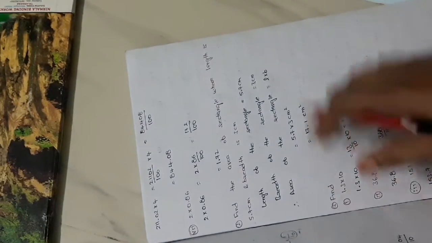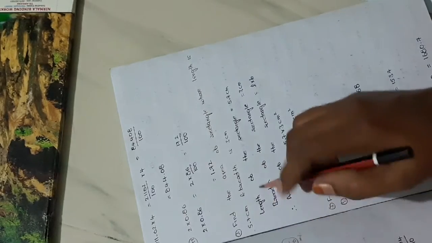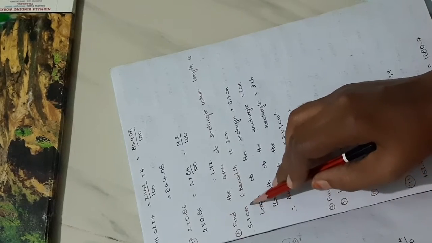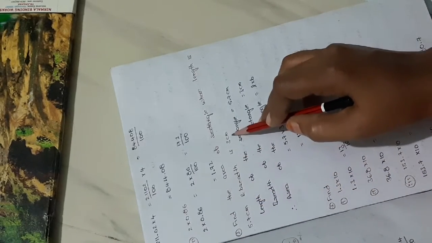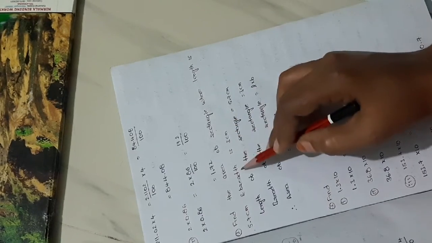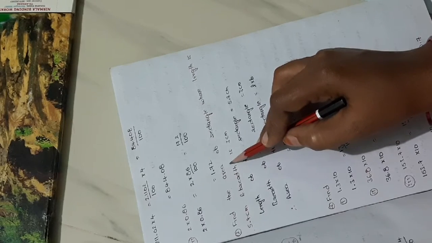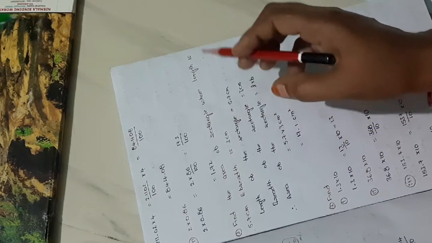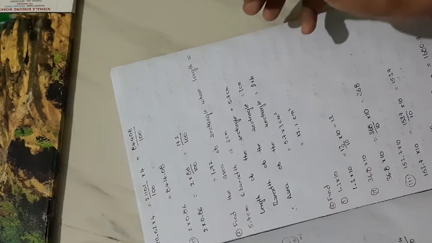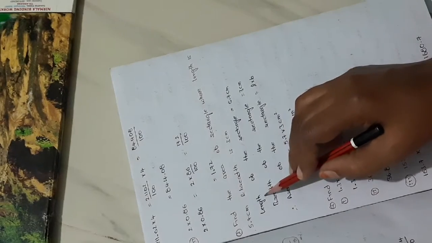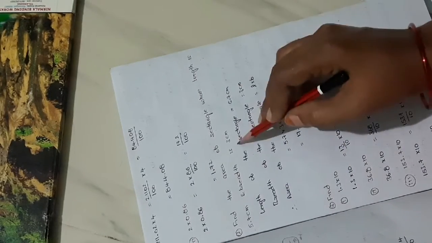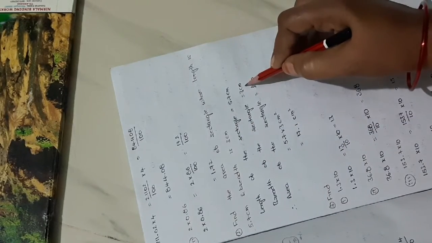Next I am going to discuss the second problem of this exercise. The question is: find the area of the rectangle whose length is 5.7 centimeters and whose breadth is 3 centimeters. Here what is given? They gave a rectangle's length and breadth. Next we are going to find the area of this rectangle. We are familiar with the area of the rectangle. Area of the rectangle is nothing but length into breadth. First I am going to write the length of the rectangle is equal to 5.7 centimeters and the breadth of this rectangle is equal to 3 centimeters.